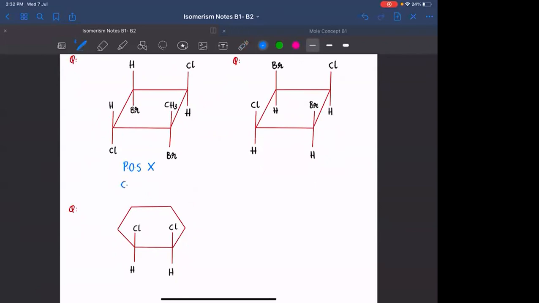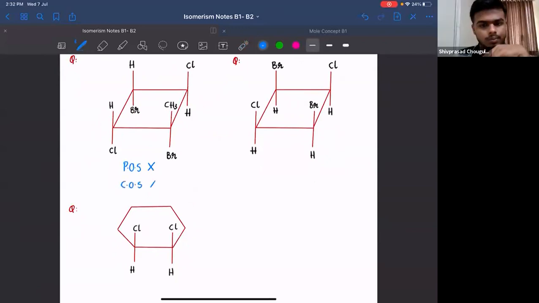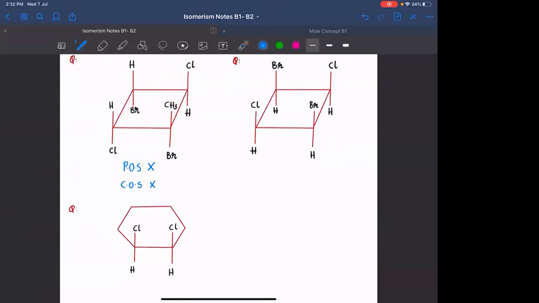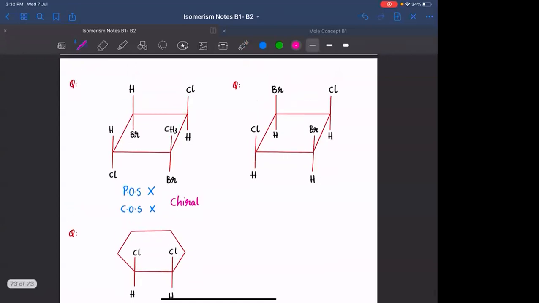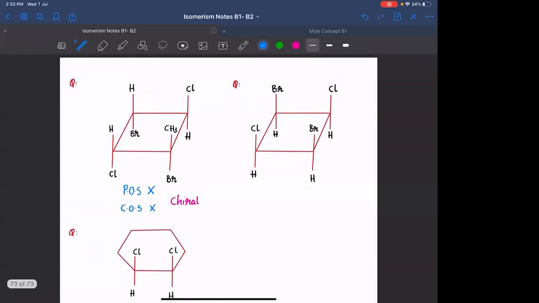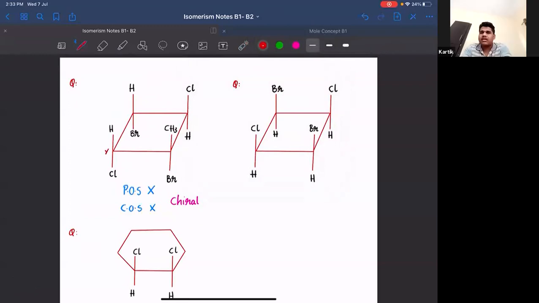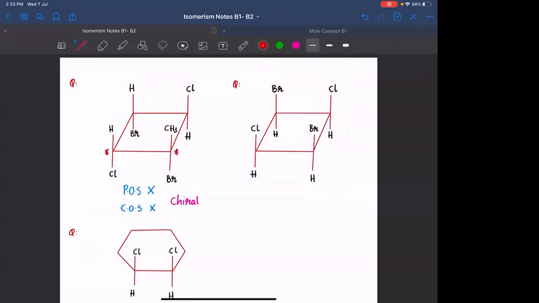Is there any center of symmetry? No, sir. वो भी नहीं है. यहाँ पे CH3 है, यहाँ पे Br है. So this molecule will definitely be chiral. There are chiral carbons. Agreed? This carbon is chiral. Okay. This carbon is also chiral.